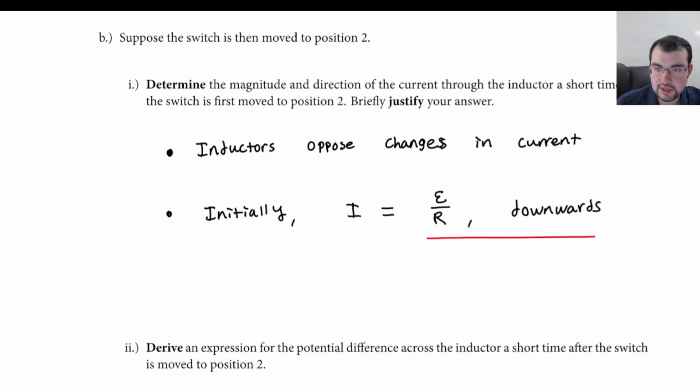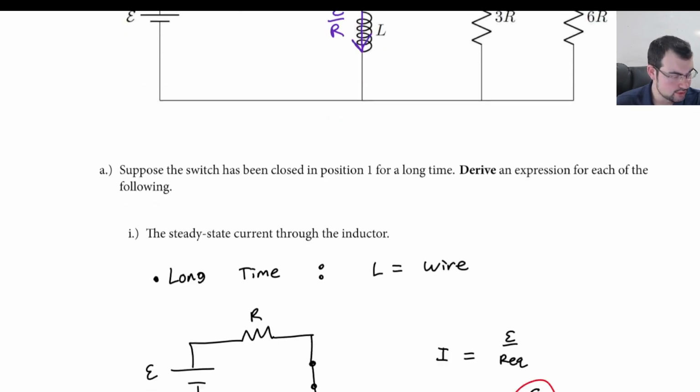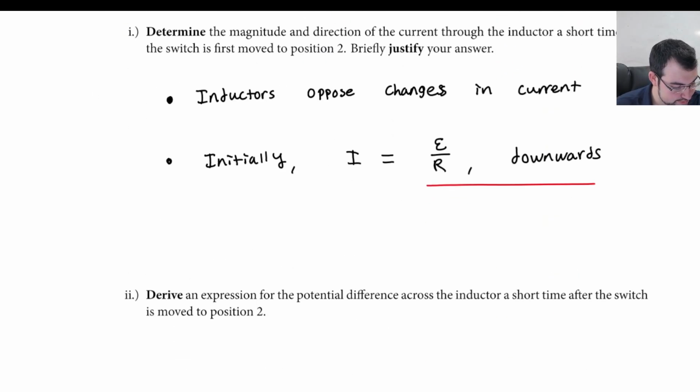So as soon as I flip the switch, the inductor is going to keep doing what it's doing. Because again, it went through all this trouble to build up this current through it, but then you flip the switch to position 2, and the inductor's like, oh no, I spent all this time getting my current up to epsilon over R. I'm not changing right now. Of course, it'll eventually change, but as soon as you flip the switch, it's going to maintain that. So this causes an interesting result.